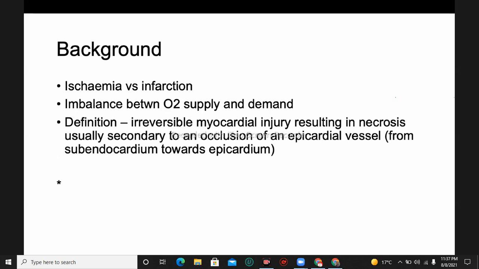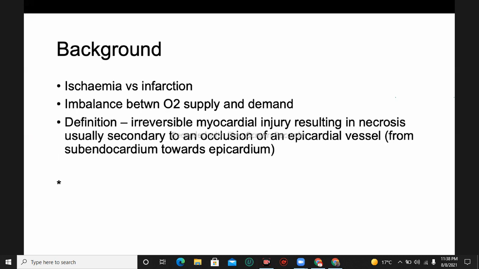So when that happens, you might get ischemia, which is reversible, which is just some form of hypoxic injury to the distal tissues. But once you correct the cause, the tissues are normal. They haven't undergone necrosis, which is what happens in infarction. So when you're talking about myocardial infarction, it's irreversible myocardial injury resulting in necrosis, usually secondary to occlusion of a coronary artery. You know, we have three coronary arteries that supply the whole of the heart.